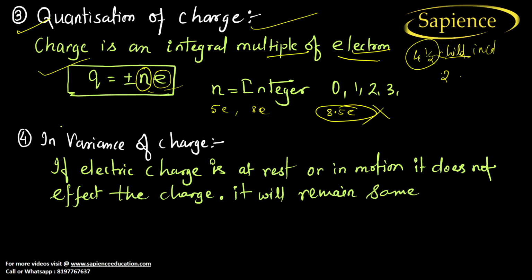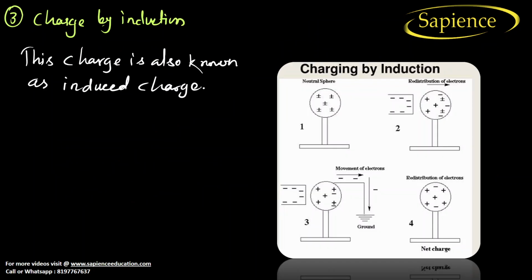Now, for invariance of charge. Whether the electric charge is at rest or in motion, it does not affect the charge. It will remain the same. Either it is in motion or at rest, it will not change the charge. So charge will remain charge, whether it is negative or positive. So this is the fourth point. Okay.